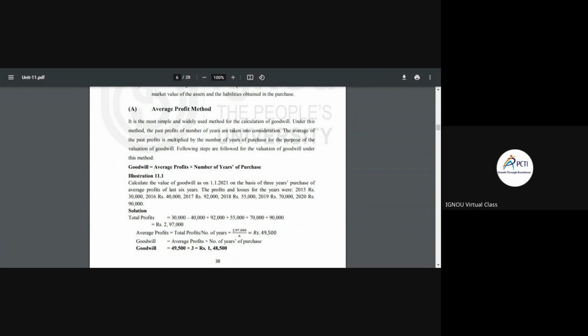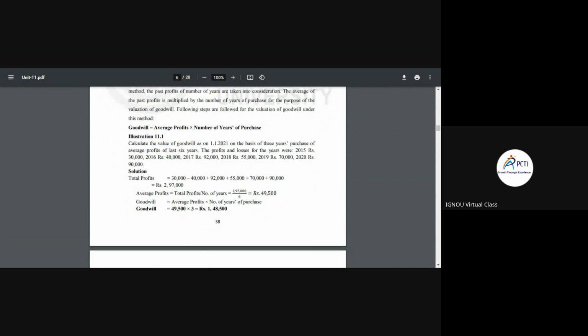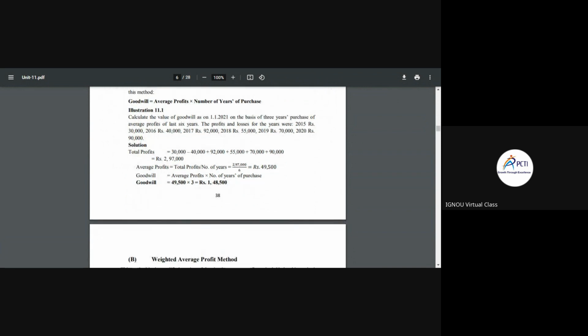This method is just a simple one step method, and in this we use the formula: goodwill is equal to average profit multiplied by number of years of purchase. So if we discuss the illustration, calculate the value of goodwill as on 1st 2021 on the basis of 3-year purchase of average profit of last 6 years. The profit and losses of the years were 2015 30,000, 2016 40,000, 2017 92,000, 2018 55,000, 2019 70,000, 2020 90,000.